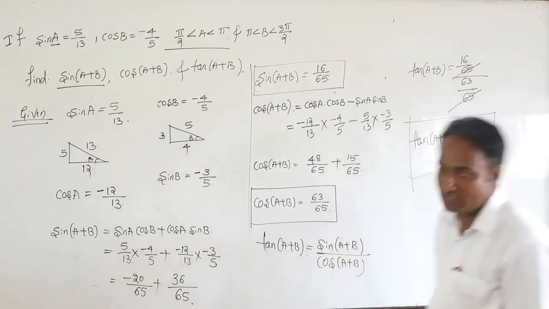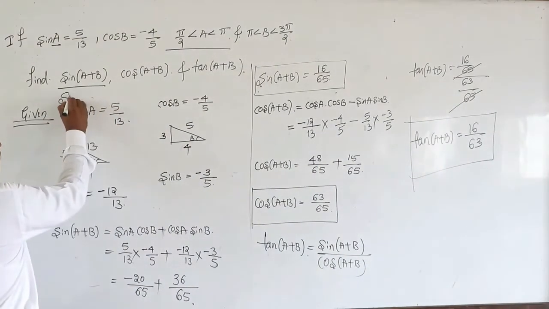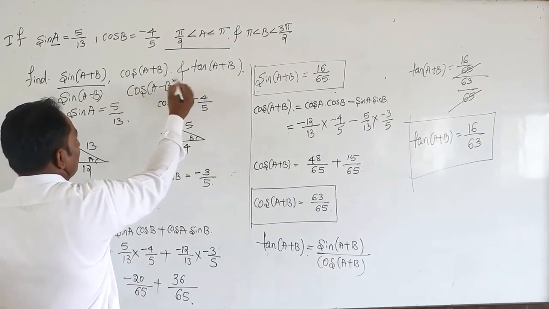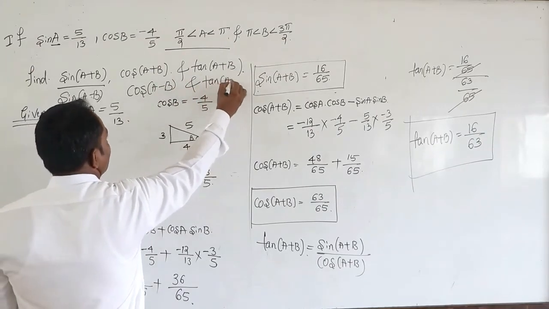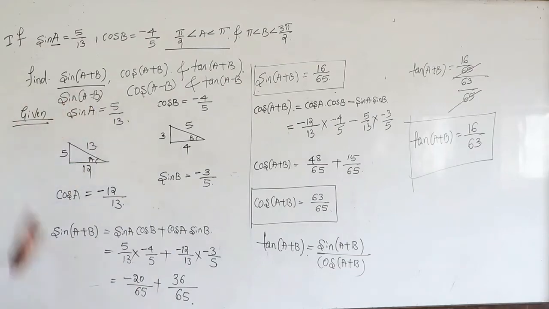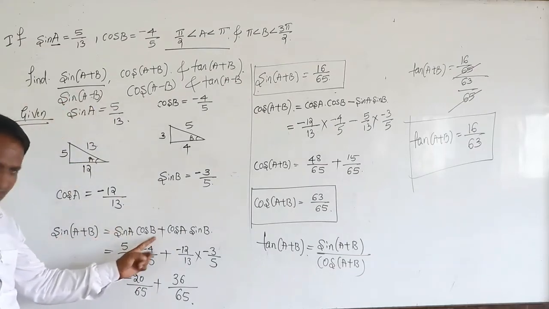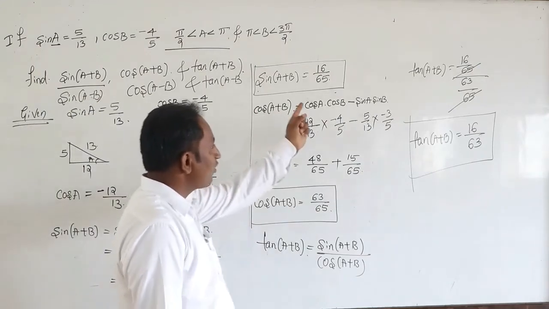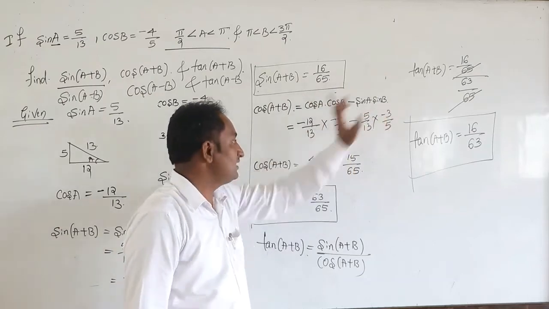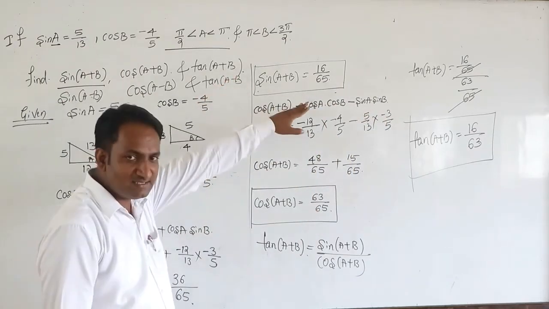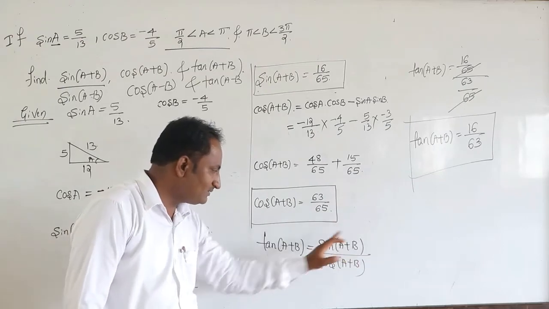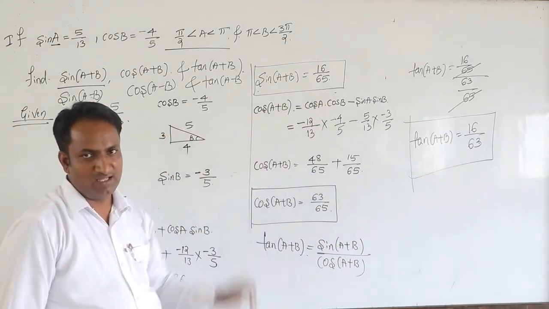By using the same concept, we solve sine of A minus B, cos of A minus B and tan of A minus B. Here sine of A minus B is sine A cos B minus cos A sine B. In place of plus we add minus, we get sine of A minus B. Here cos of A minus B is cos A cos B plus sine A sine B. Then by using sine of A minus B and cos of A minus B, directly tan of A minus B is equal to sine of A minus B divided by cos of A minus B. Directly we get the result.